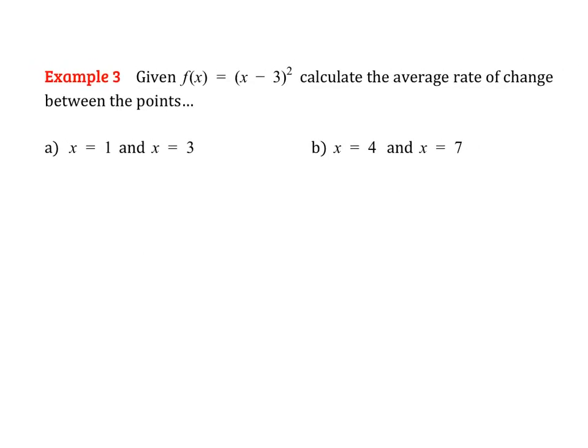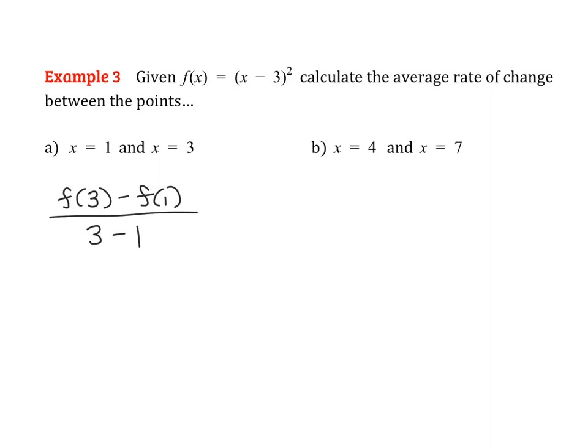Okay, so let's try this last example together. We'll do part A together. So here we have f of x equals (x minus 3) squared. So we have a quadratic function, and we'd like to calculate the average rate of change first between x equals 1 and x equals 3. So to do this, we're just going to essentially do f of 3 minus f of 1 all over 3 minus 1. So this is like y2 minus y1 over x2 minus x1. It's essentially just the slope formula.